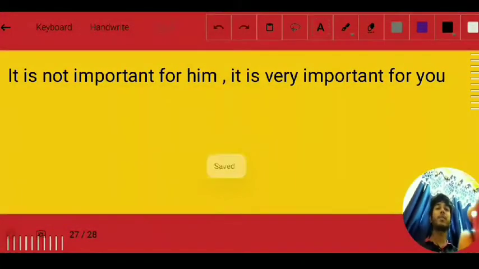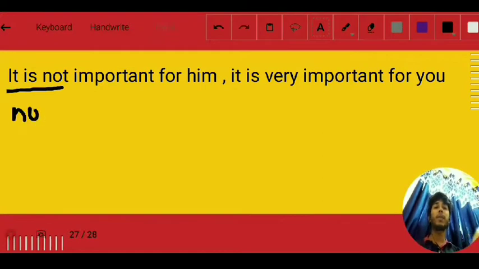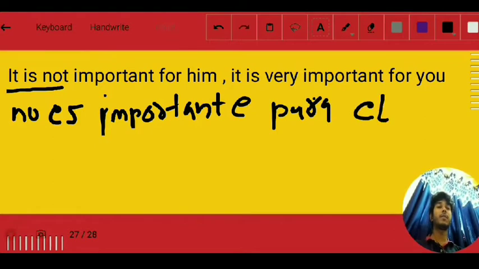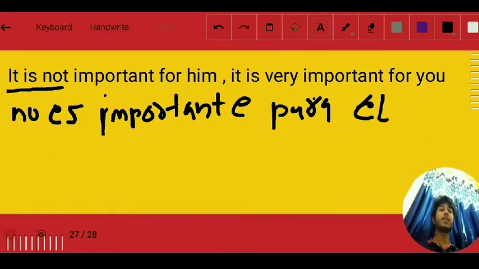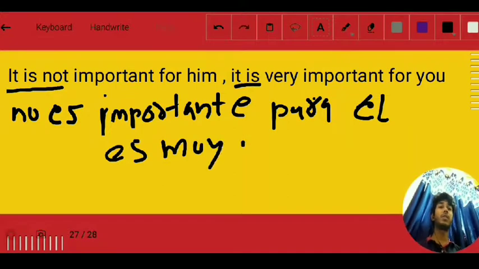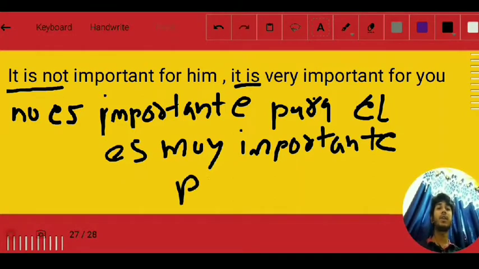It is not important for him. So we are going to write no es importante para él. And the second sentence is: it is very important for you. So here again we have "it is" as es. Very is muy. Important is importante. And for you it is para ti.